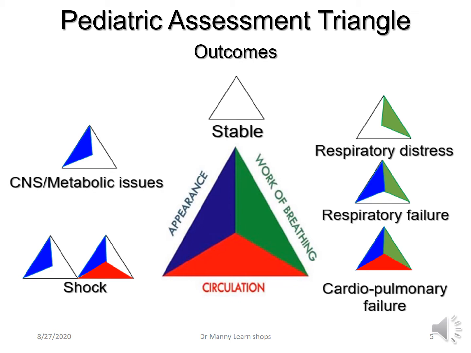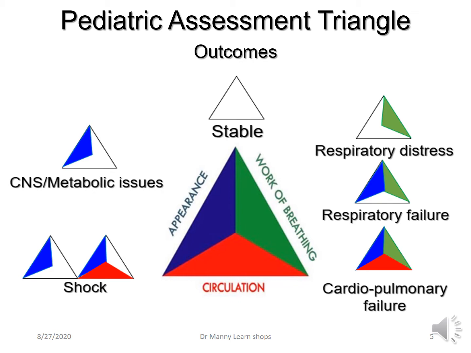If you've got a combination of all three, appearance, work of breathing and circulation, they could be in cardiopulmonary failure. Code blue. Activate the emergency medical system. Start CPR. The Pediatric Assessment Triangle helps you determine how to intervene with certain outcomes.